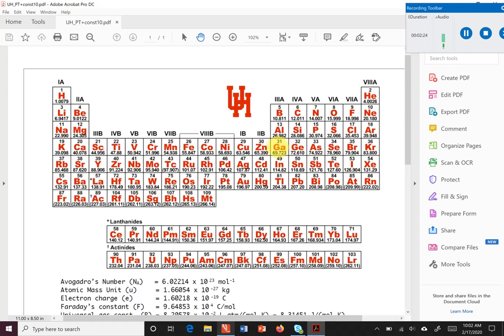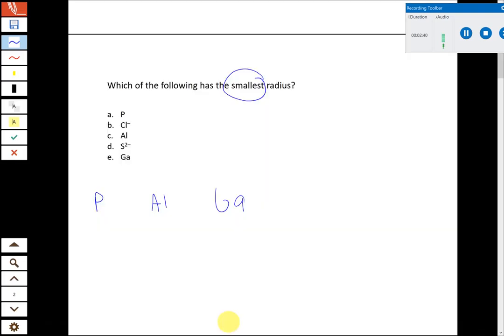So of those three, Ga, Al, P, gallium is the largest, then aluminum, then phosphorus, as we go from bottom to top, left to right. So of those three neutral elements, phosphorus is the smallest. That's the only one we need to consider from now on. The order would be exactly as written here. All right, so that's the order for those three.